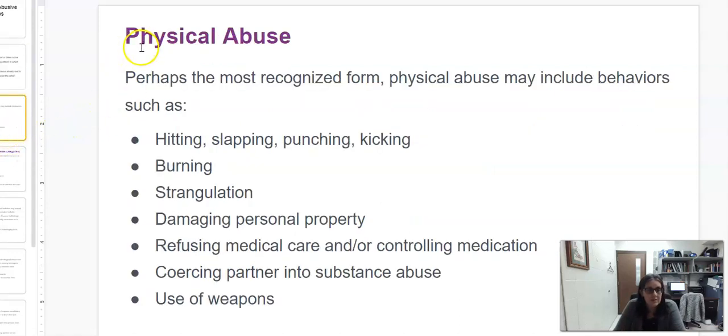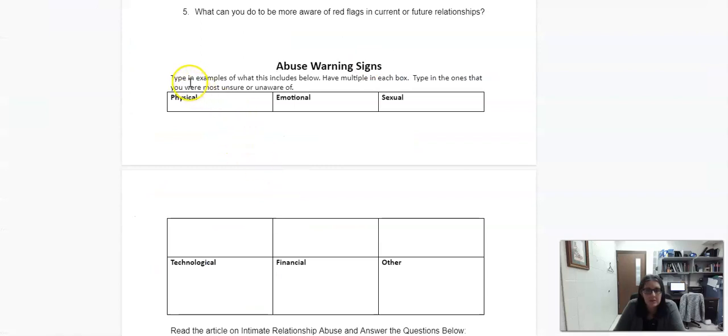So looking at first, physical abuse is most recognized, and actually it's physical harm, or it can be coercing a partner into something. It doesn't have to be what we would think of as hitting, slapping, punching, kicking, that kind of stuff. But obviously very difficult. And so you're going to type in examples of what this includes below. You should have multiple in each box. So what does it include? And you're just going to fill in each box.